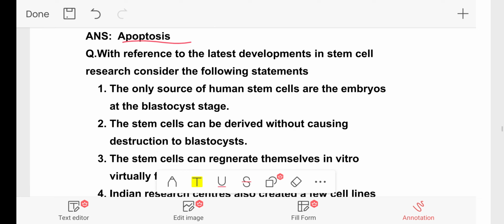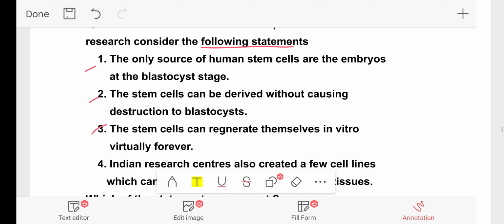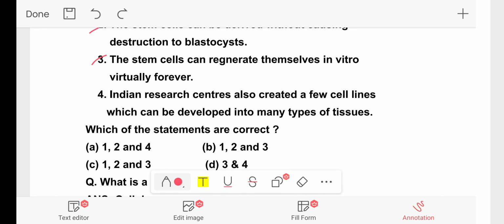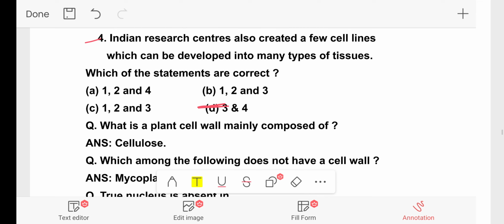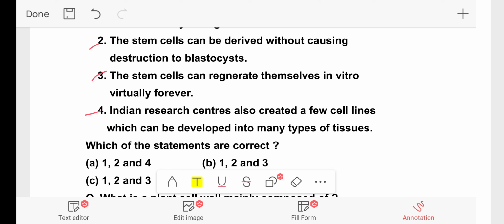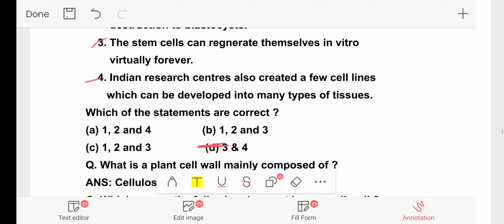Next, with reference to the latest developments in stem cell research, consider the following statements. The options are: the only source of human stem cells are the embryos at the blastocyst stage; the stem cells can be derived without causing destruction to the blastocyst; the stem cells can regenerate themselves in vitro virtually forever; Indian research centers also created a few cell lines which can be developed into many types of tissues. And the answer is option D, 3 and 4. That is, the stem cells can regenerate themselves in vitro virtually forever, and the fourth option, that Indian research centers also created a few cell lines.